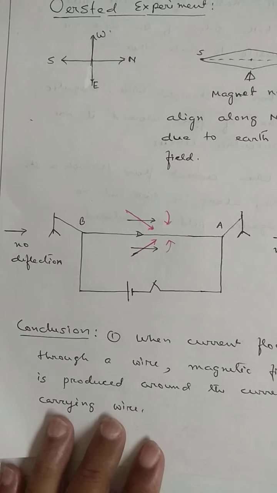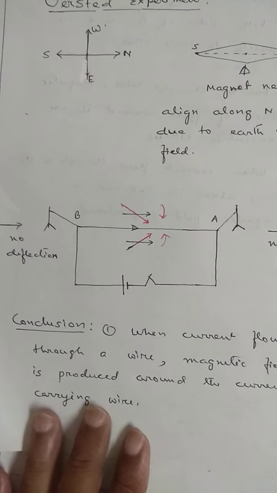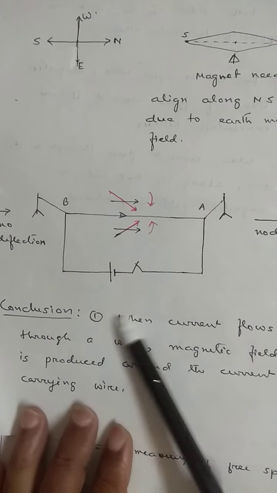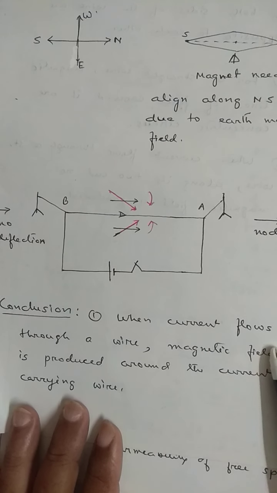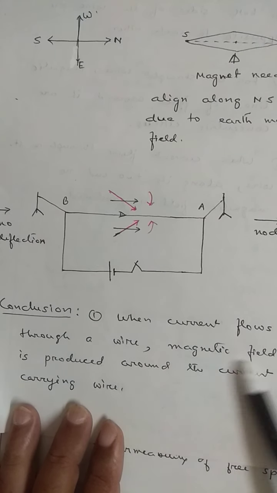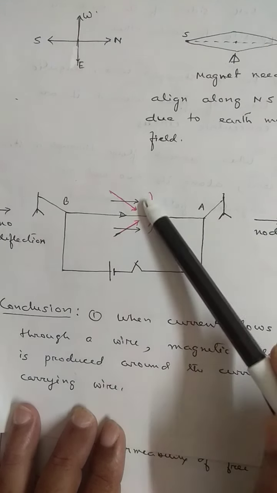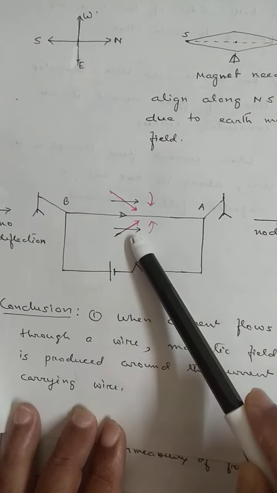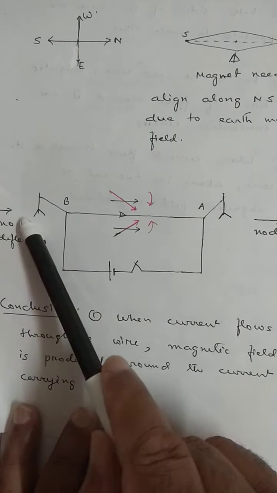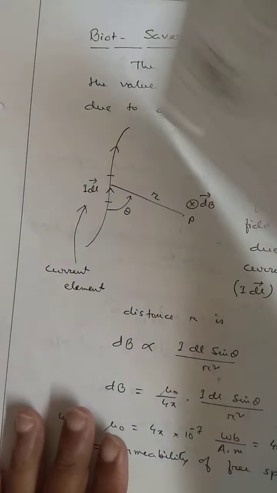So from this experiment, we can make the following conclusion. When current flows through a wire, a magnetic field is produced around the current carrying wire, but not along the axis of the current carrying wire.